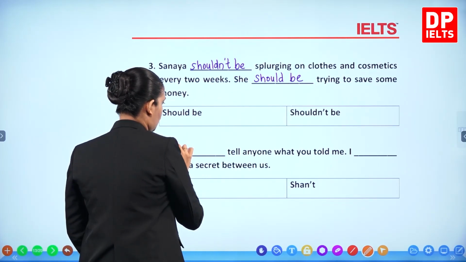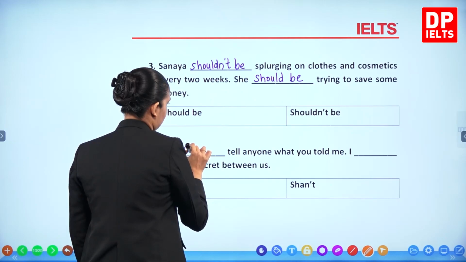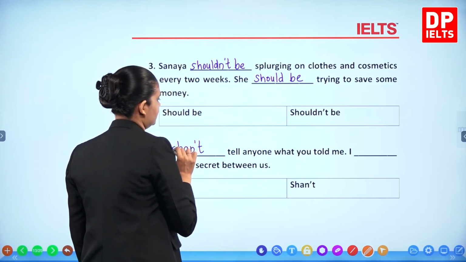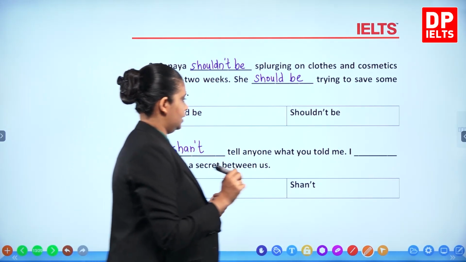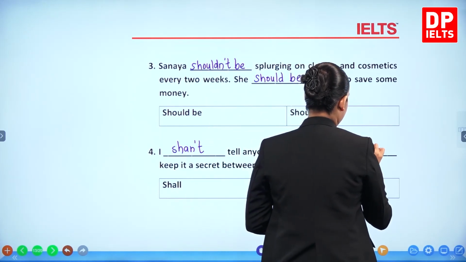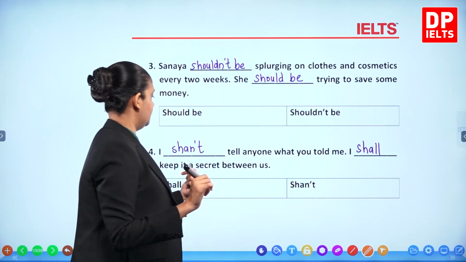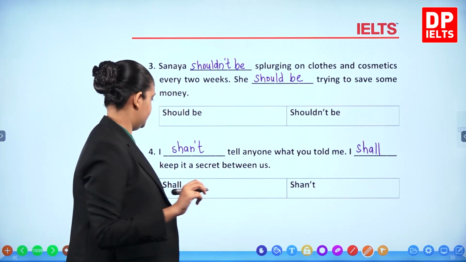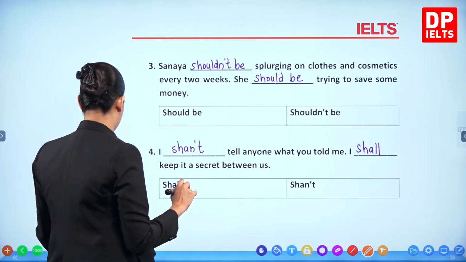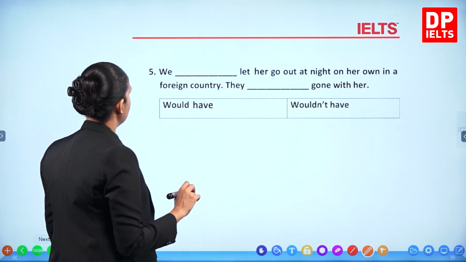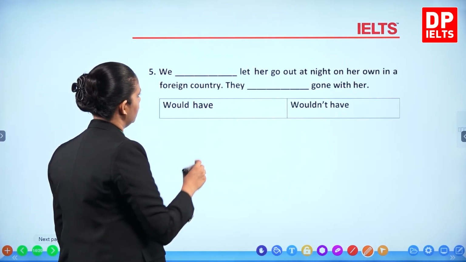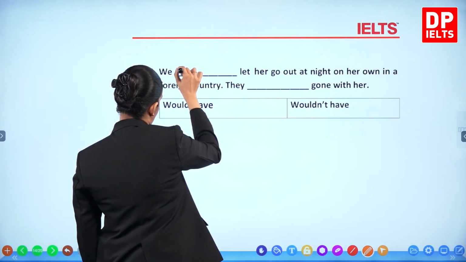I shan't. That means you're not going to tell anyone the secret. I shall keep it. I shall keep a secret between us. Next one. We wouldn't have.